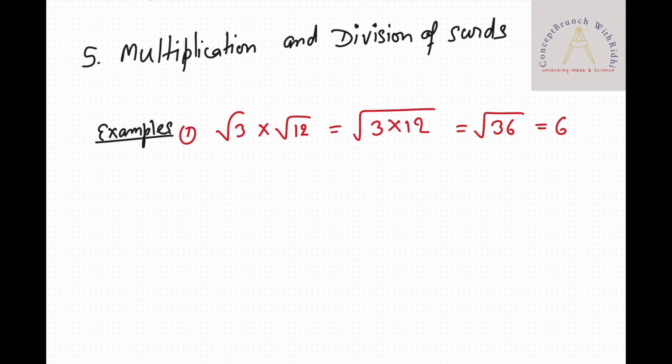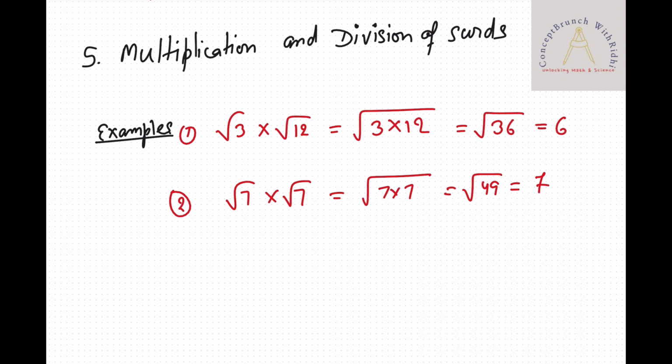So take another example. Root 7 times root 7. Very simple. We can just write 7 times 7. That is your 49, and that is, 7 is the answer. Okay.